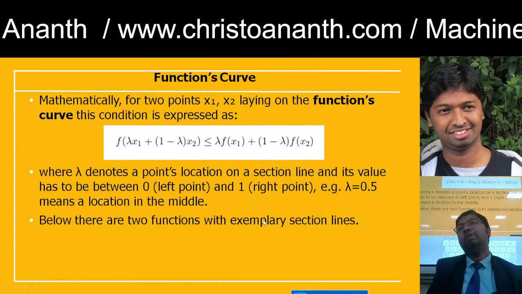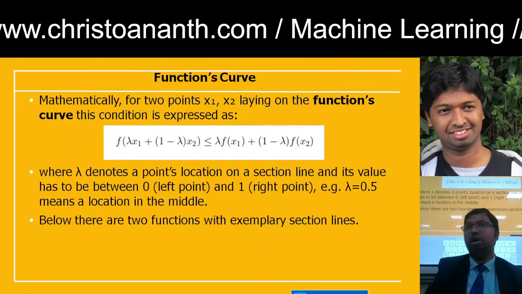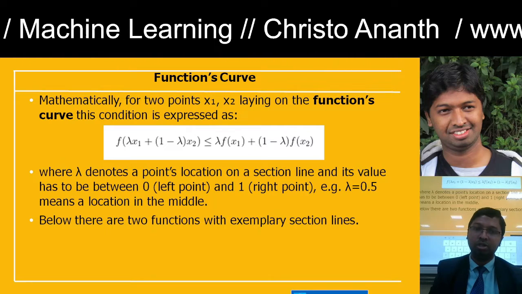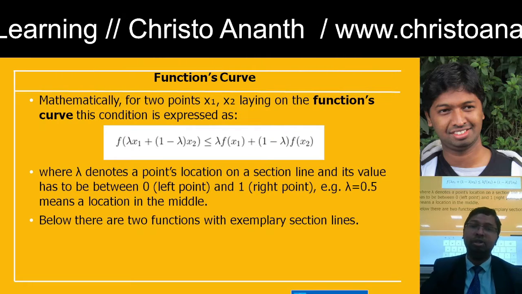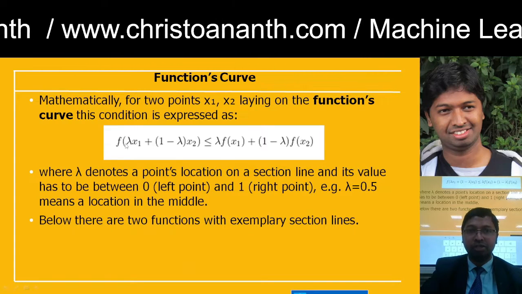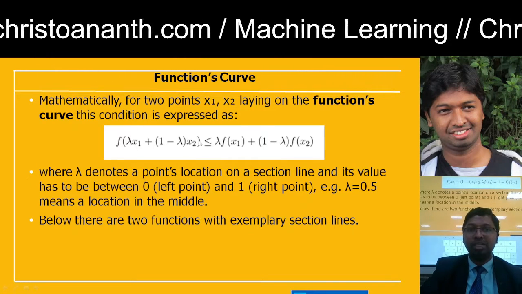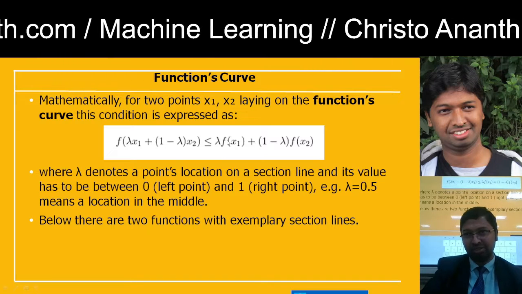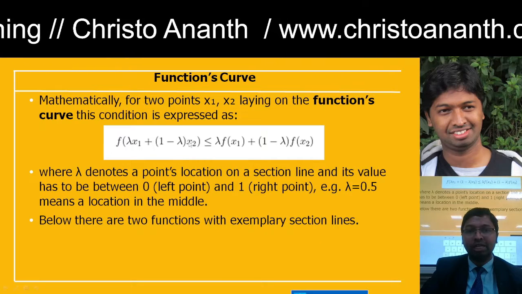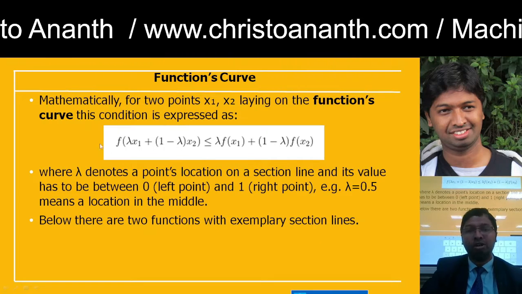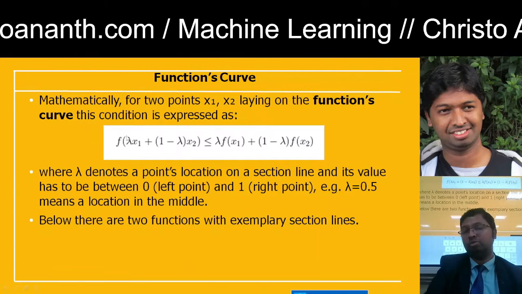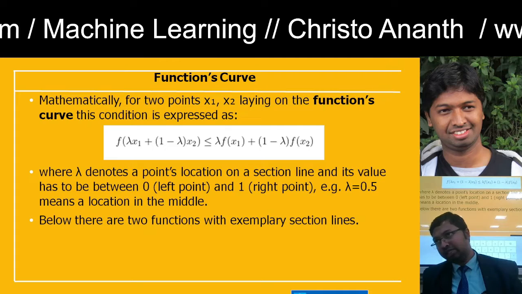So for example, if there are 2 points x1 and x2 on a function's curve, you can characterize it as f of lambda x1 plus (1 minus lambda) x2 is less than or equal to lambda f of x1 plus (1 minus lambda) times f of x2. Here lambda is nothing but the point's location on the section line, and its value should be from 0 to 1. 0 is the left point, 1 is the right point.